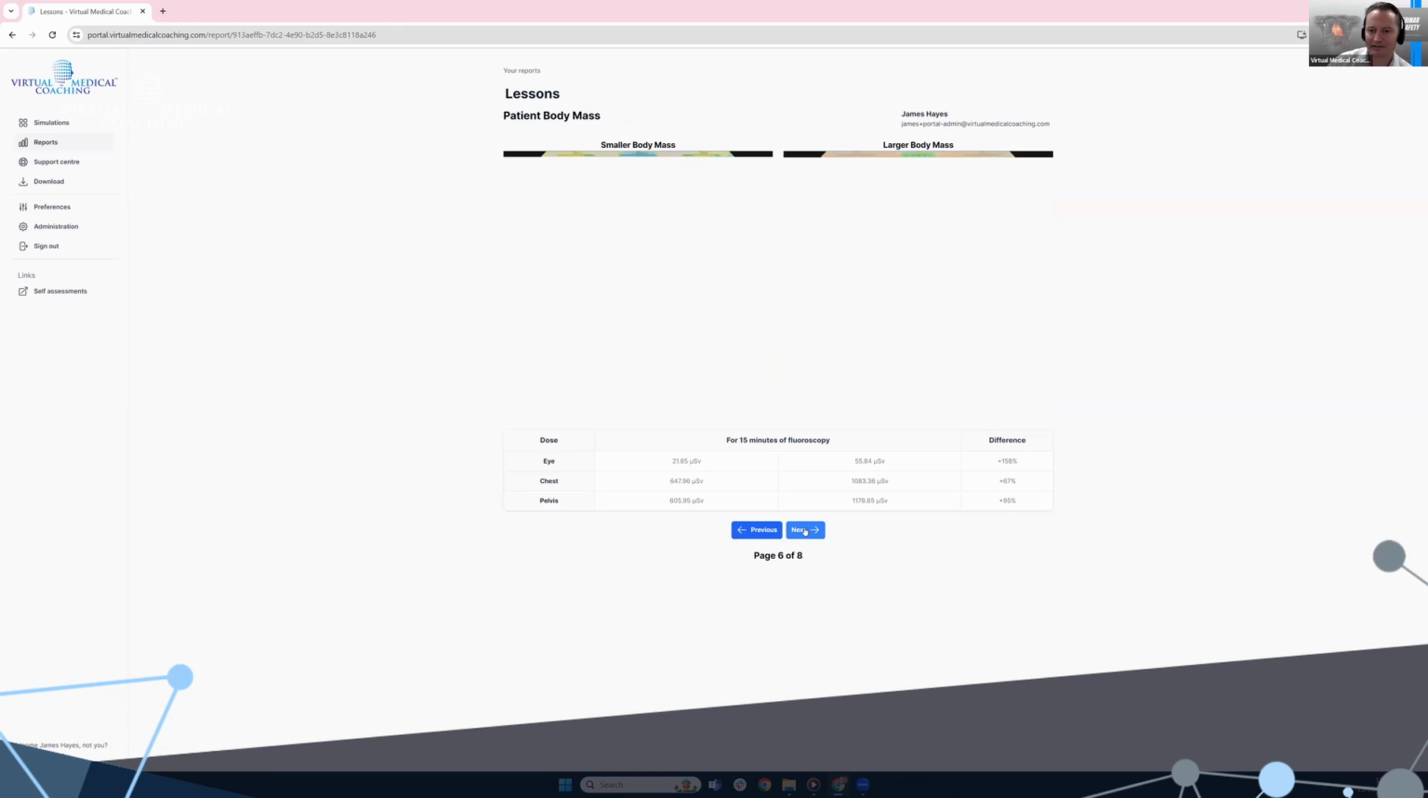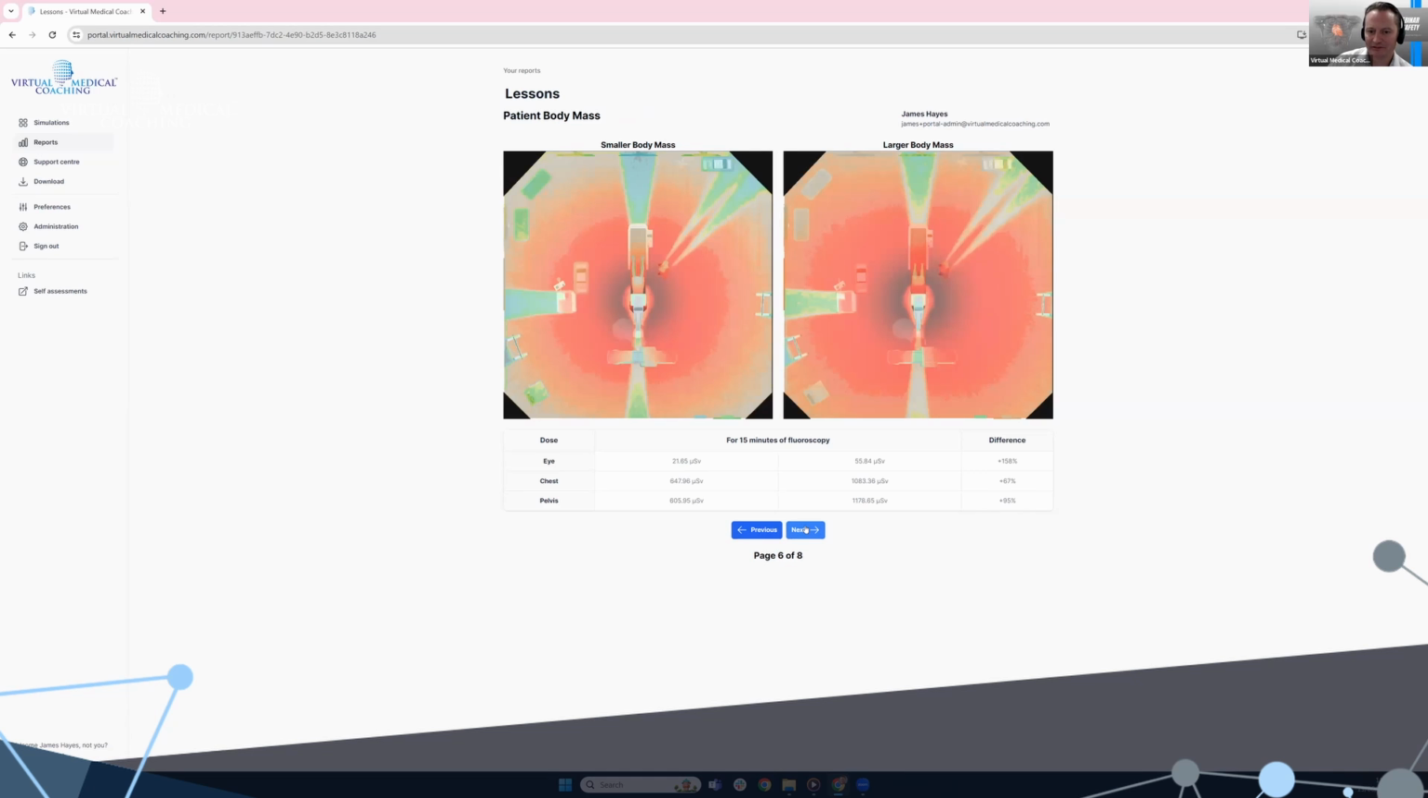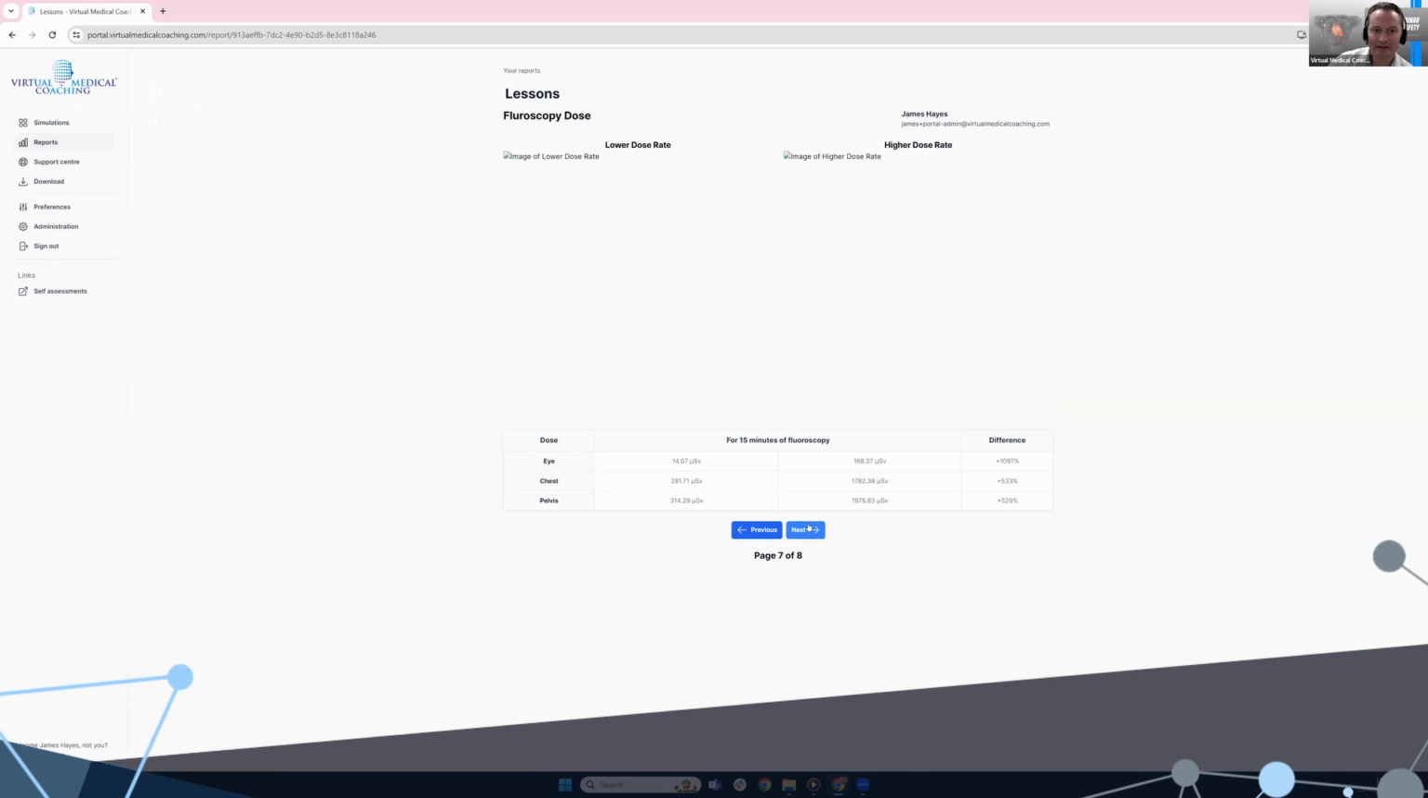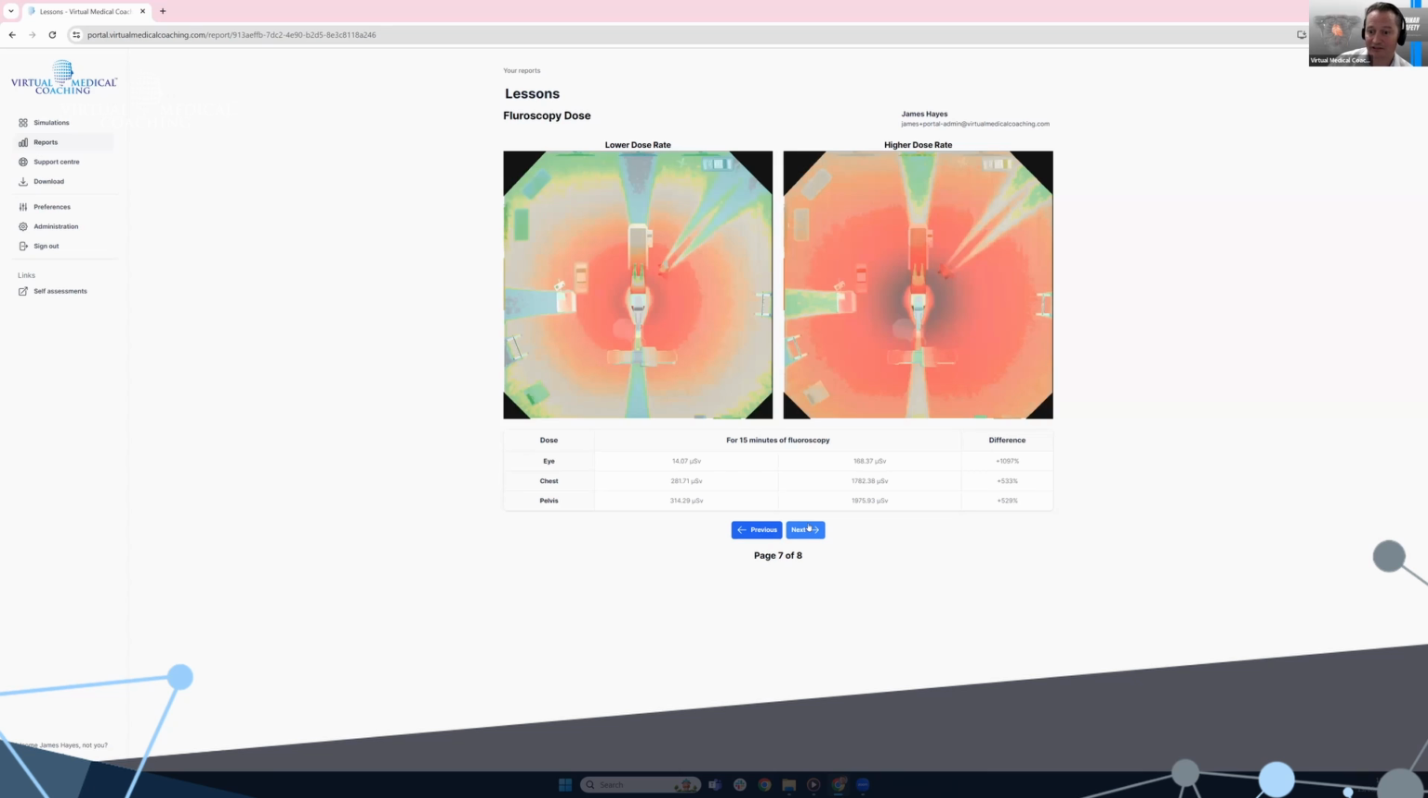Different body mass. It's obviously not as dramatic, but you can still see there your eyes, which we mainly focus on, are getting 158% difference in radiation. What one's this? This is the changing the dose rate. This is massive. We're into the thousands of percent again.